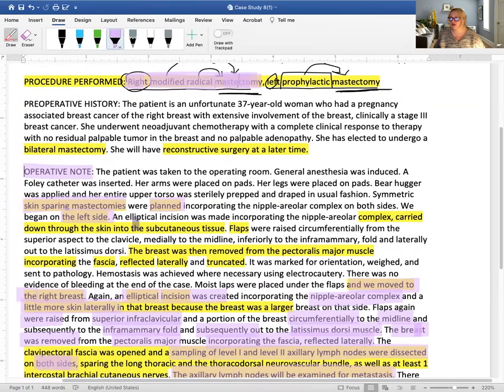Coming back here, again, I'm going to see the same kind of information. They're incorporating a nipple areolar complex, meaning, as we said earlier, they want to save the nipple.